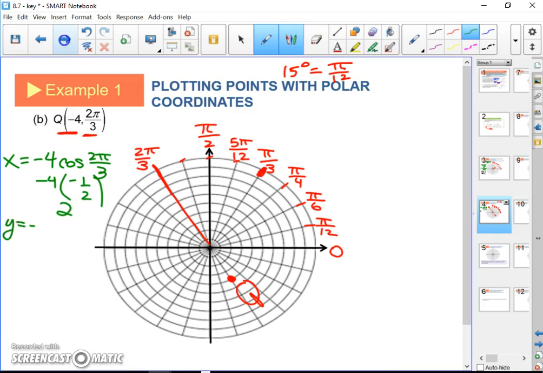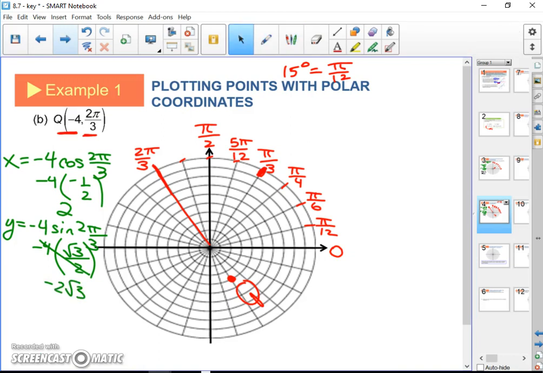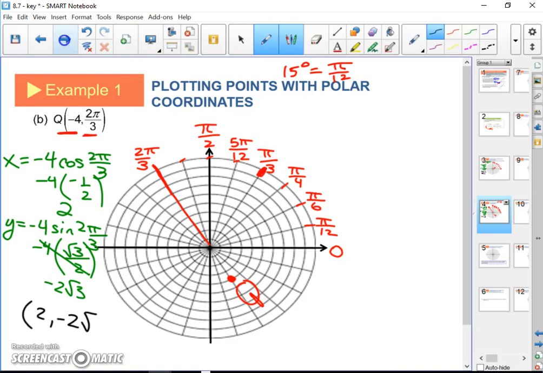And then when we do y equals negative 4 sine 2 pi over 3. Sine 2 pi over 3 is like sine pi over 3 in the second quadrant. So sine pi over 3 is square root of 3 over 2. In the second quadrant, it's still going to be positive. So negative 4 times square root of 3 over 2, that's negative 2 square root of 3. So your rectangular coordinate is going to look like 2 comma negative 2 square root of 3.